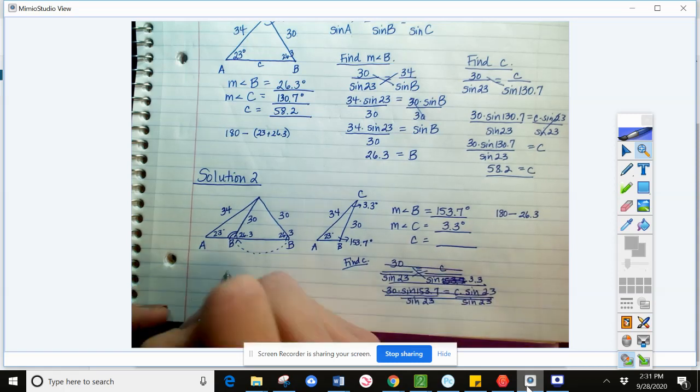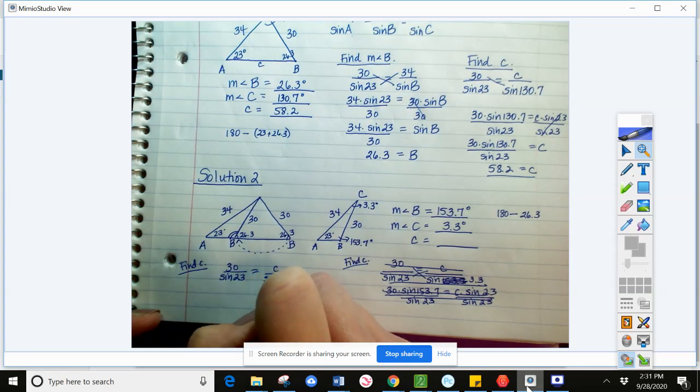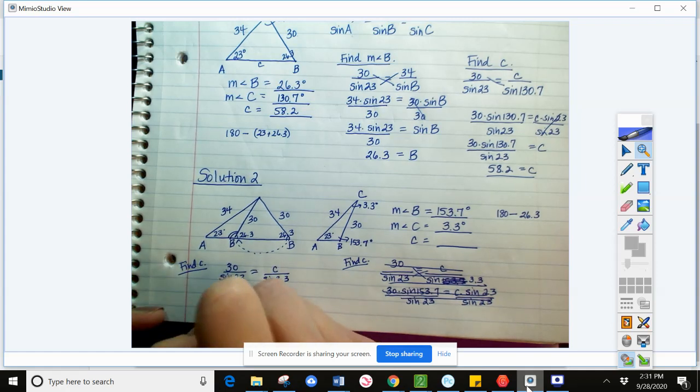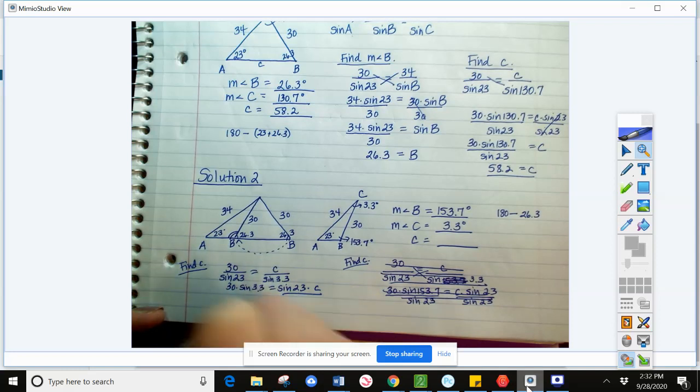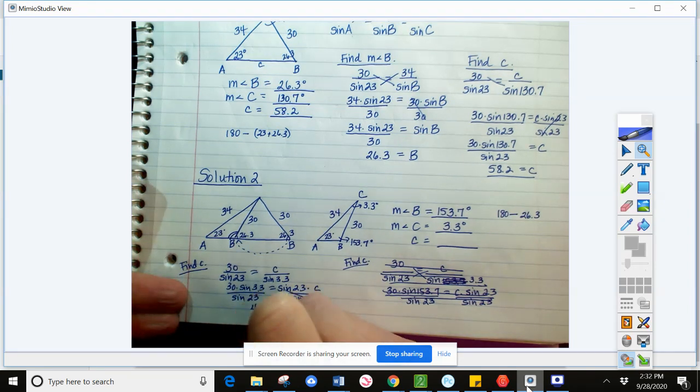Okay, so Miss Brown's got to start this one over again. All right, ready? So we need 30 over the sine of 23. I'm trying to find C, so I've got to use the sine of angle C. There we go, now I'm getting it right. Now let's do a little cross multiplying. I knew I was supposed to get an answer that was very tiny, but I was getting one that was not the right number. Try again here. Okay, I'm getting 4.4. That sounds more reasonable. So 4.4 for that side.